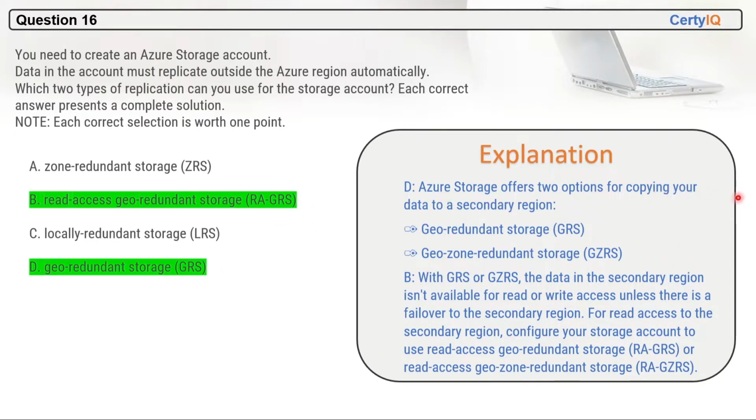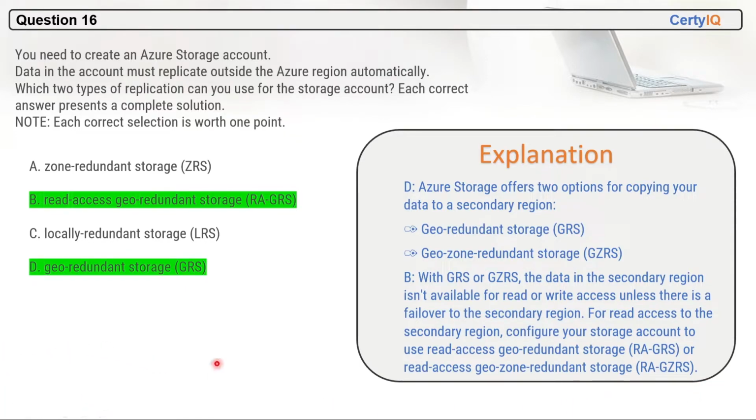Azure Storage offers two options for copying your data to a secondary region: geo-redundant storage and geo-zone-redundant storage. B is also correct with GRS or GZRS. The data in the secondary region isn't available for read or write access unless there is a failover to the secondary region. For read access to the secondary region, configure your storage account to use read-access geo-redundant storage, meaning RAGRS, or read-access geo-zone-redundant storage, RAGZRS.